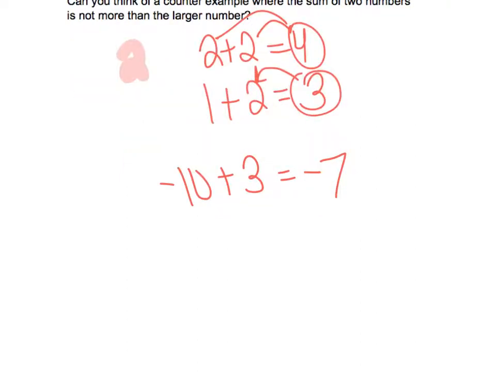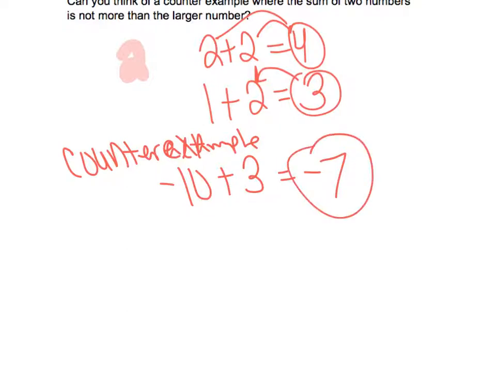So this is the counterexample that I came up with. If I have a negative and a positive, if I have negative 10 plus 3, I get negative 7. Negative 7 is not bigger than 3. So you can kind of think of different examples, any counterexample that makes the statement not true.